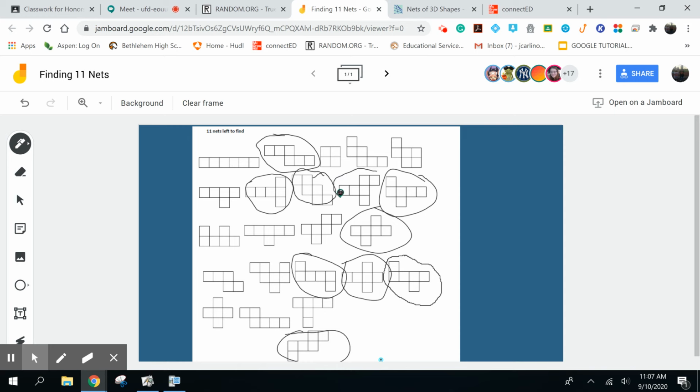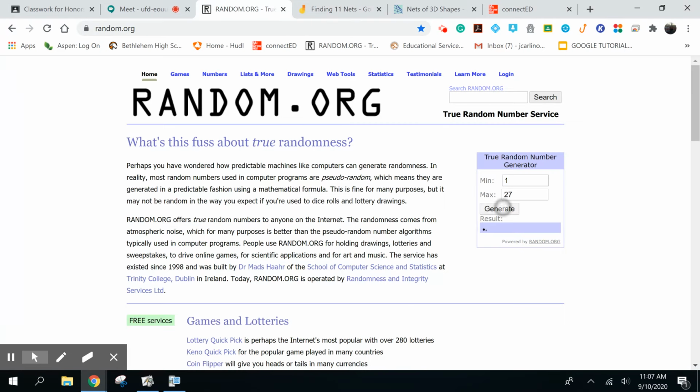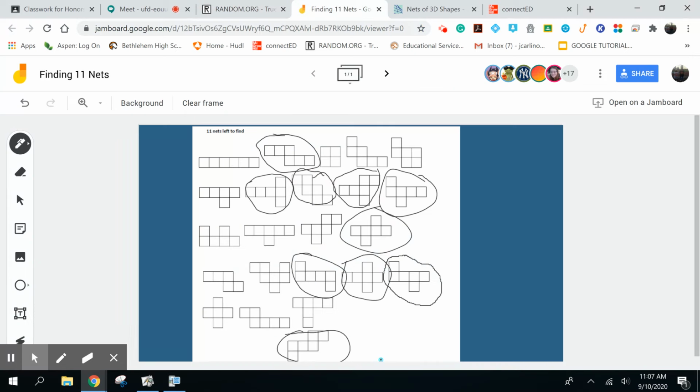Yes. We're good. 1 more, guys. Let's finish this period off strong now. 25. Sabrina, let's finish this bad boy. Which one we did not circle? That's a net. Way to come through in the clutch. There it is. 1, 2, 3, 4, 5, 6, 7, 8, 9, 10, 11 nets, everybody. Great job, period 4. 11 for 11.